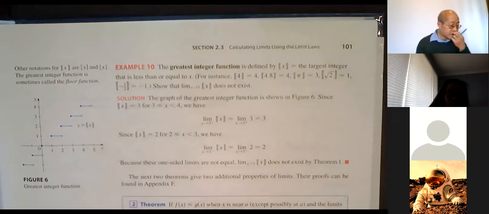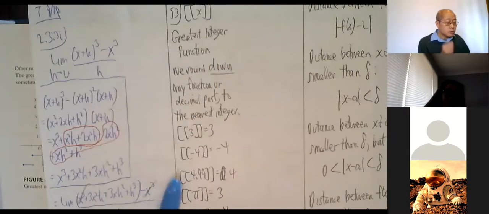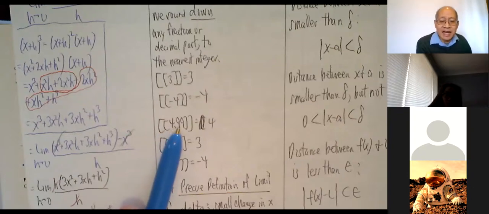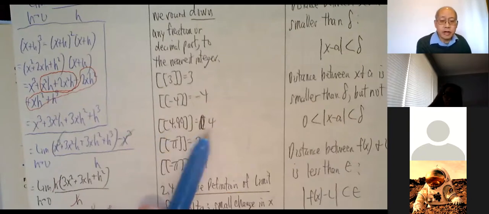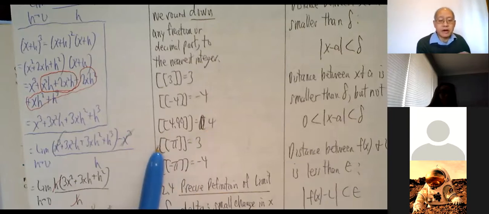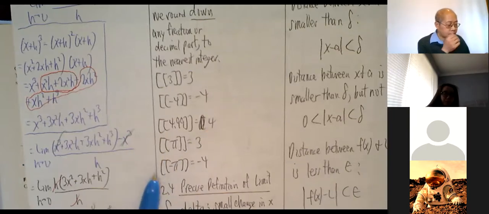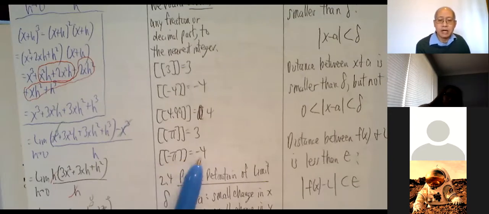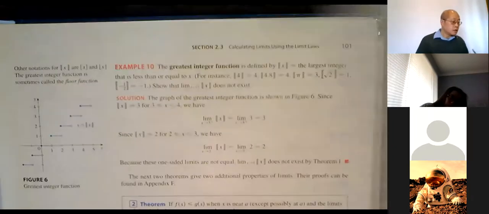And I have some other examples here. So even the greatest integer function of 4.99 is not going to be 5. You have to go down to 4. The greatest integer function of pi, we said, was 3. But here's a trap you have to watch out for. The greatest integer function of negative pi is not negative 3. It's negative 4, because negative 3 would actually be increasing. You have to go down. So going down from negative 3.14159 would be a negative 4. It's a little bit tricky.